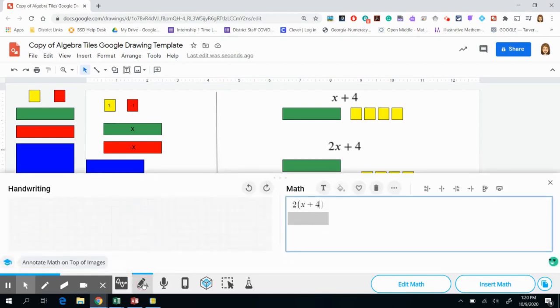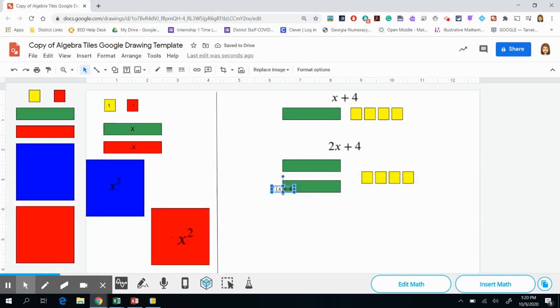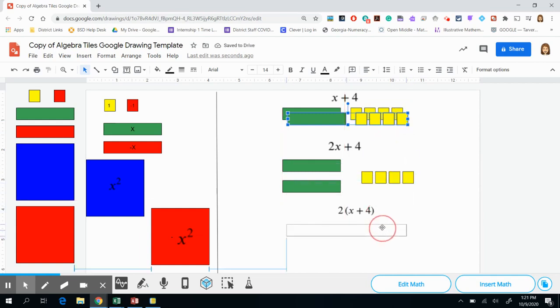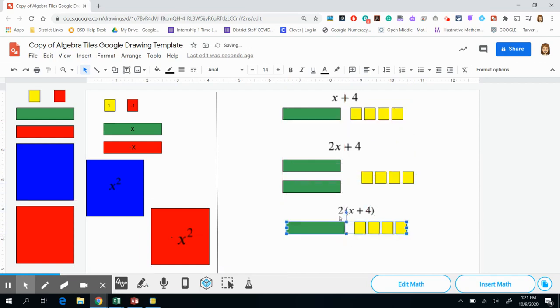So this one is going to have 2 in parentheses, x plus 4 in parentheses. And the way I'm going to read that is 2 groups of x plus 4. So the 2 is actually going to tell us how many groups we need of what's inside the parentheses. Now, at the very beginning here, we built one group of x plus 4. This time, we're going to build 2 groups of x plus 4. So I'm going to start with one group of x plus 4, just like we started with at the beginning. But this time, we're asked to build 2 groups of x plus 4.